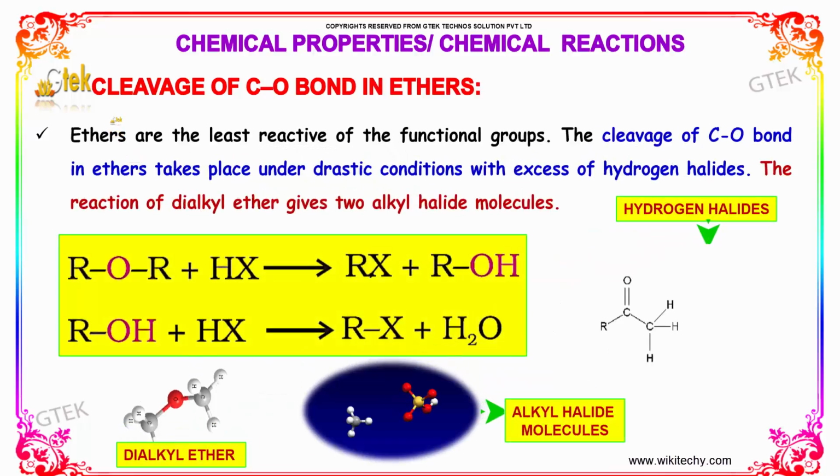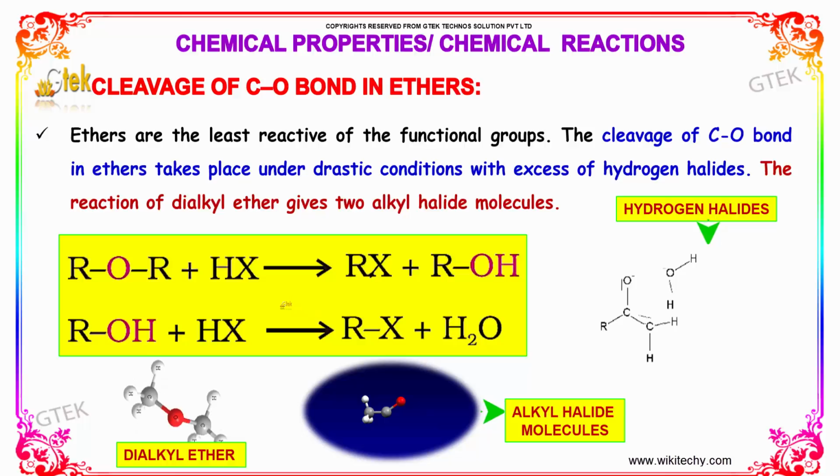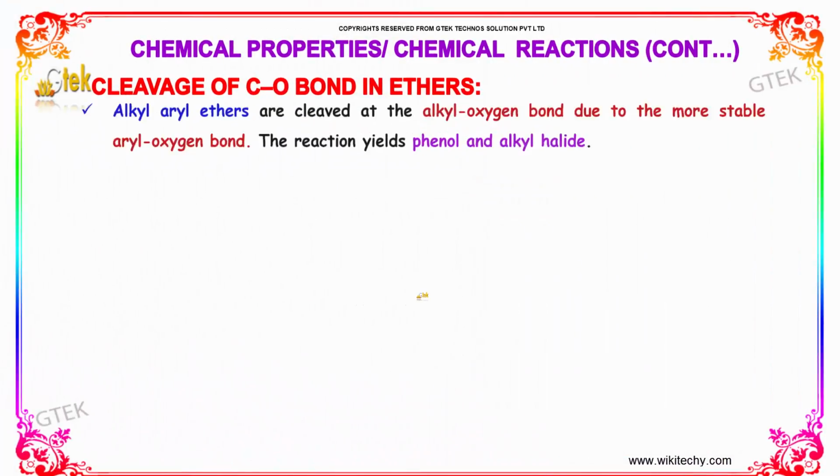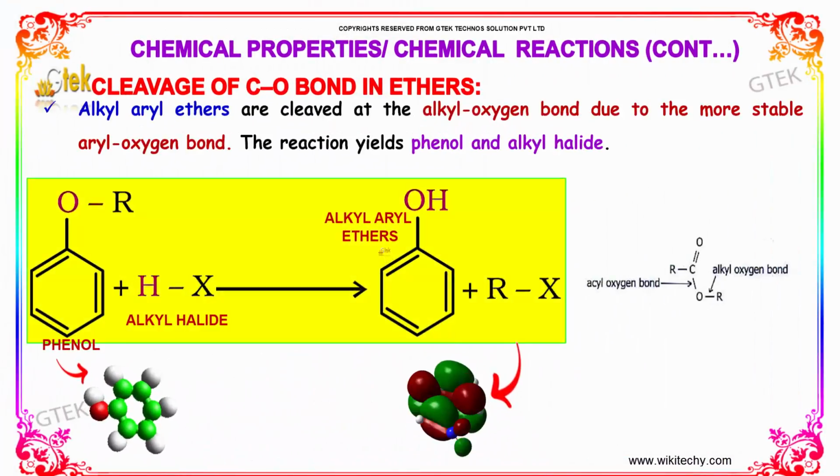Ethers are the least reactive of the functional groups. The cleavage of the C-O bond in ethers takes place under drastic conditions with excess of hydrogen halides. The reaction of a dialkyl ether gives two alkyl halide molecules. Cleavage of the C-O bond in ethers.